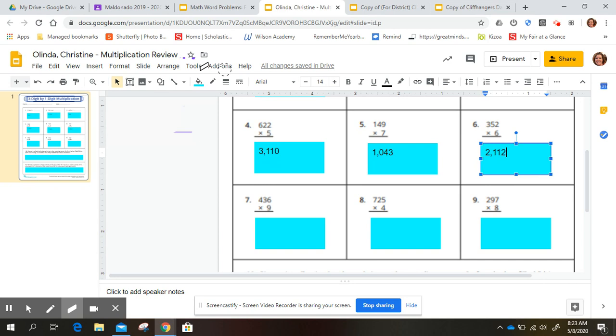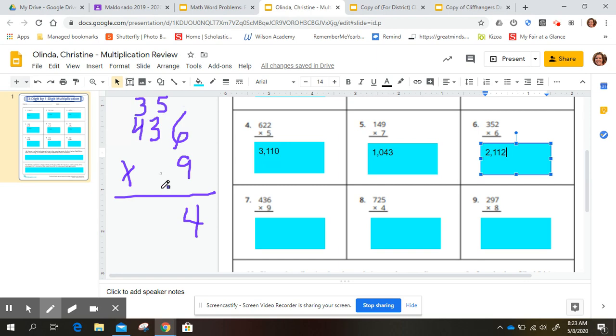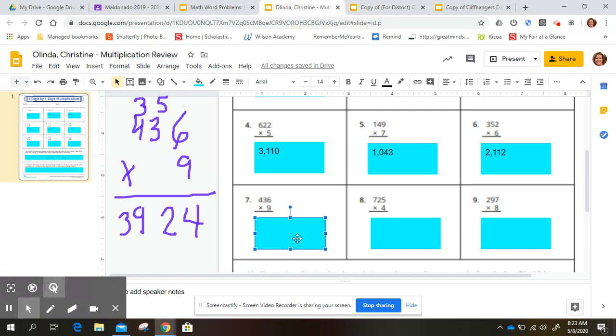And we're on to number 7. We're moving along pretty quickly. It's 436 times 9. I start in the ones place. 9 times 6 is 54. And I go to the tens. 9 times 3 is 27. And then I need to add 5 more. So I count on 27, 28, 29, 30, 31, 32. 9 times 4 is 36. And then I need to count on 3 more, add 3 more, 36, 37, 38, 39. And my answer is 3,924.